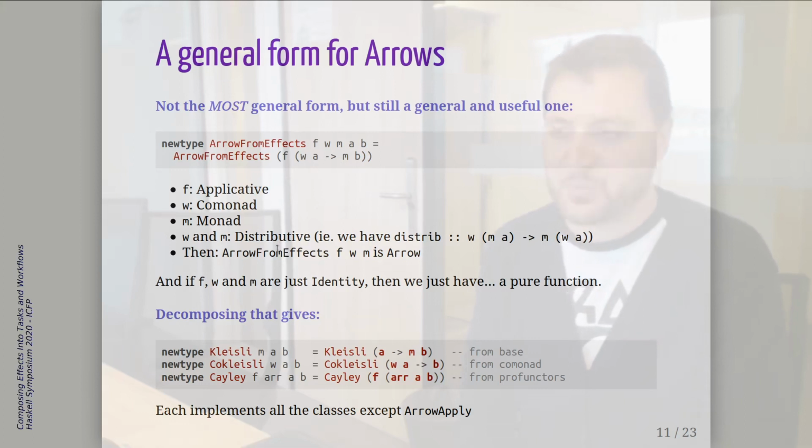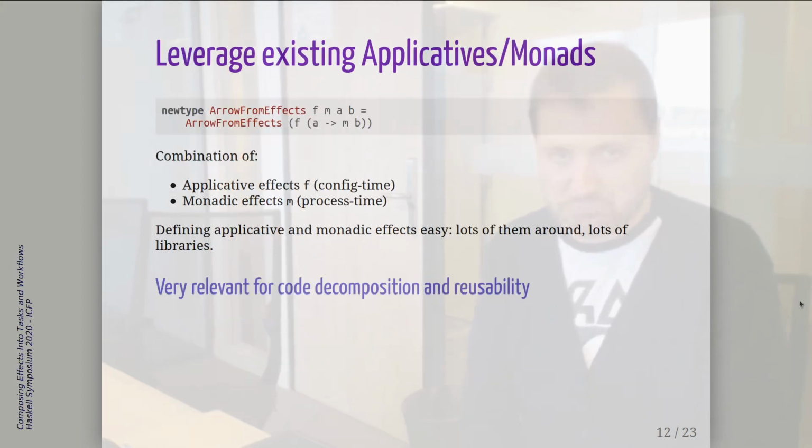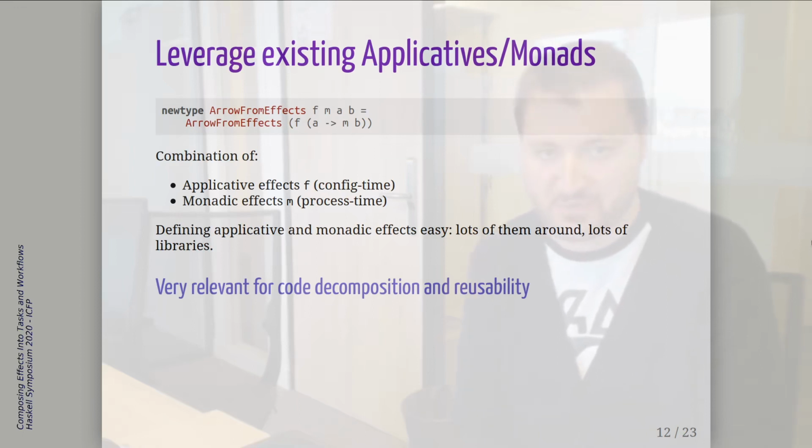So when you decompose that, you get three different data types, three different new types that do exist in various packages in the Haskell ecosystem. Kleisli, which is probably the most well-known, co-Kleisli, which is not often used, and Kaylee, which is not often used, but which will prove really useful. I just included here comonads for the sake of completeness, but I will just drop them for now because we're only interested in applicative and monadic effects.